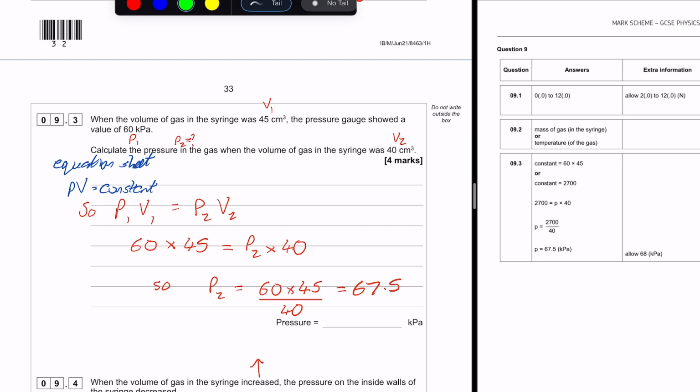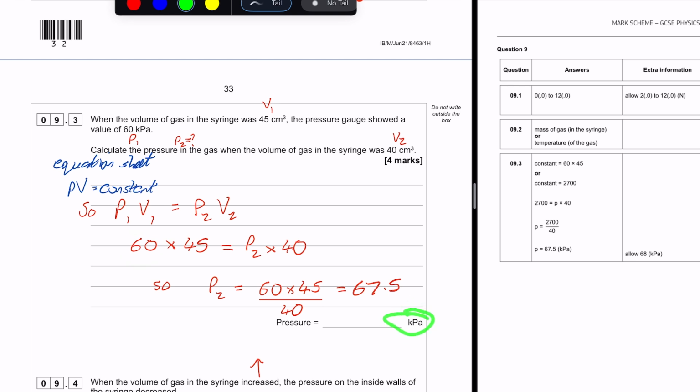Now, it says calculate the pressure in the gas when the volume in the syringe was 40 centimetres cubed. So in other words, calculate P2, and here's V2. So V2 is there, which is 40. P2 is our unknown. So all I've done is put in the numbers. I put in P1, which was 60 kilopascals. I've not converted because they're both in kilopascals, or my answer can be in kilopascals.